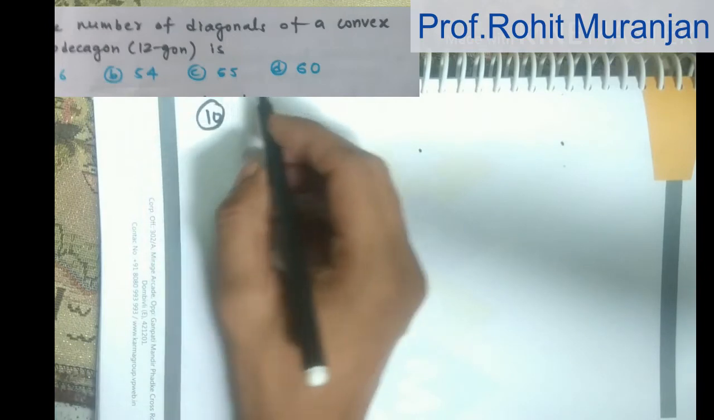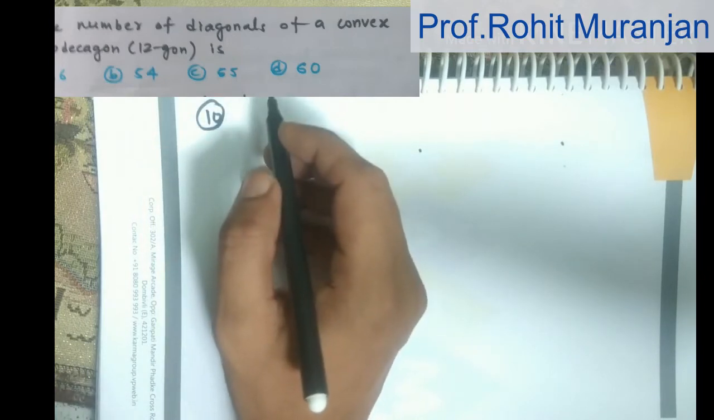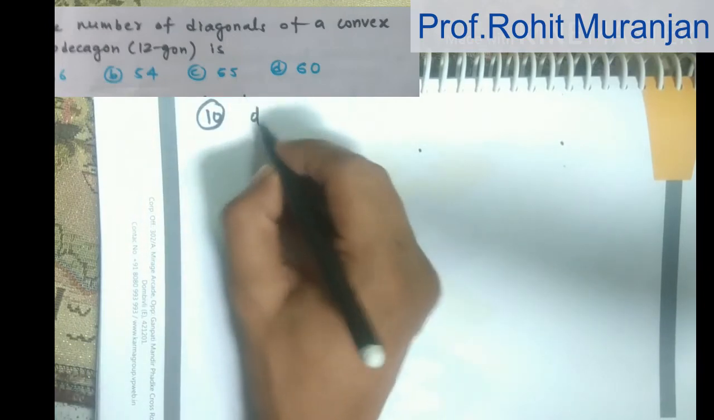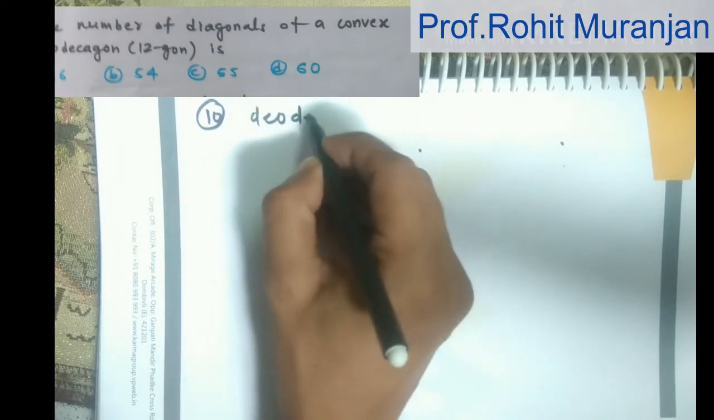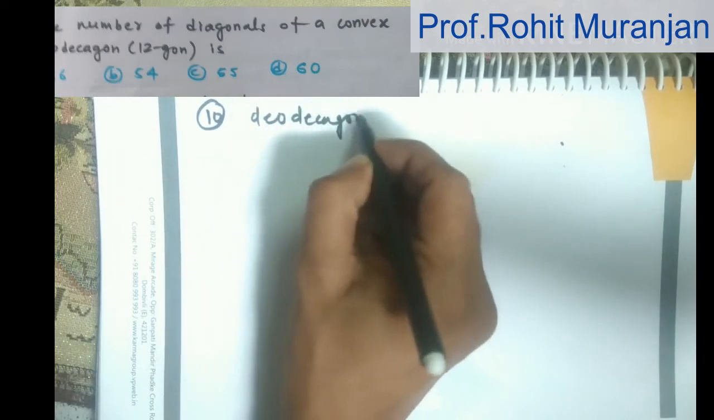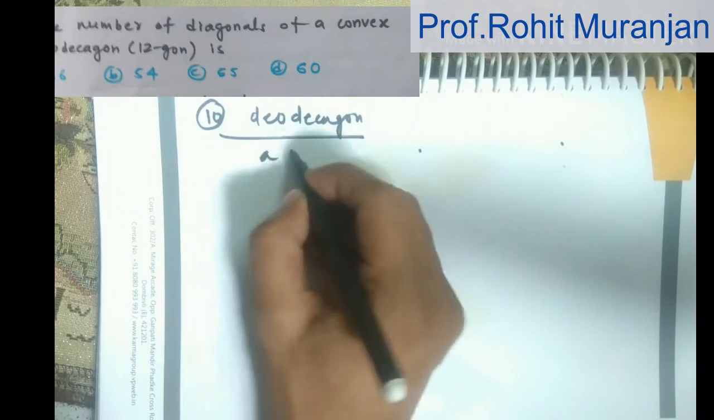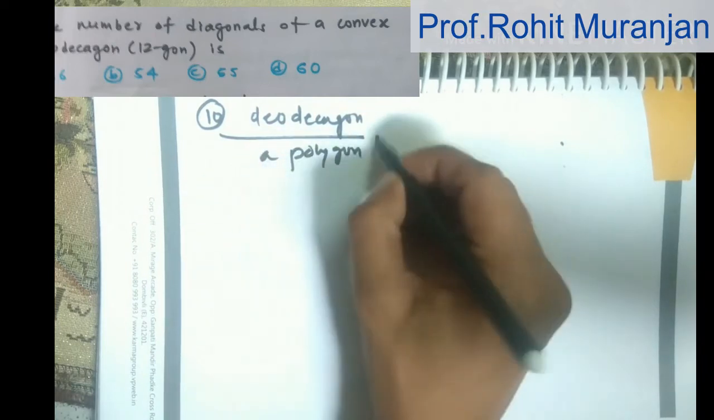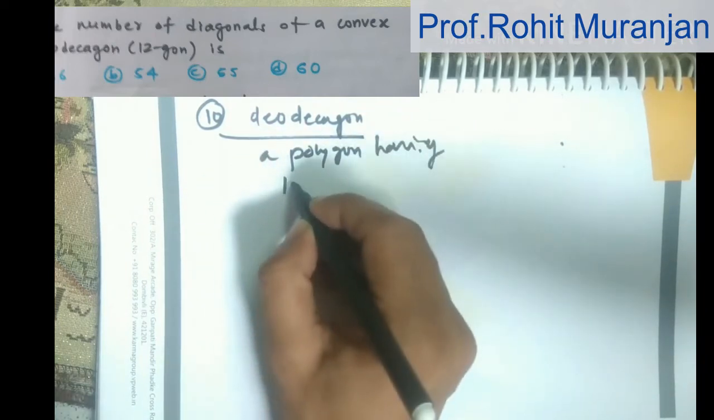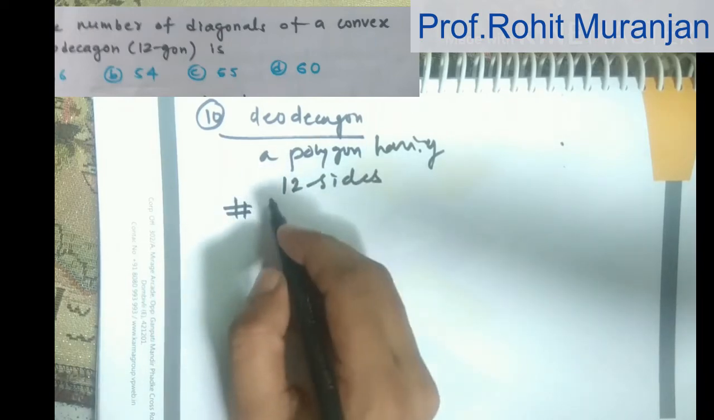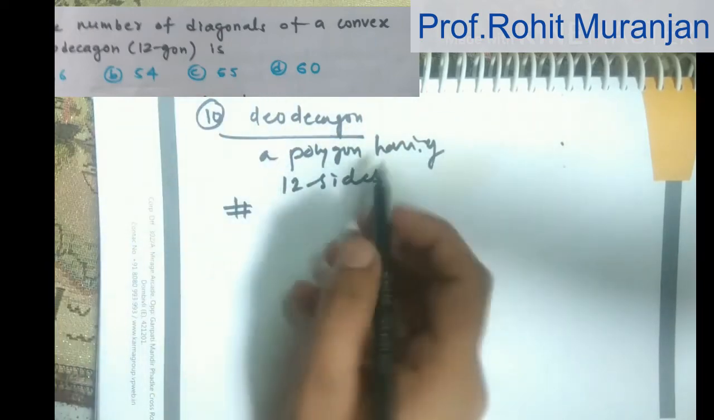Problem number 10. They have given the number of diagonals of a convex duodecagon. Now see how to pronounce this word, duodecagon. What is a duodecagon? A polygon having 12 sides. Okay, so I will give the formula for any arbitrary polygon.